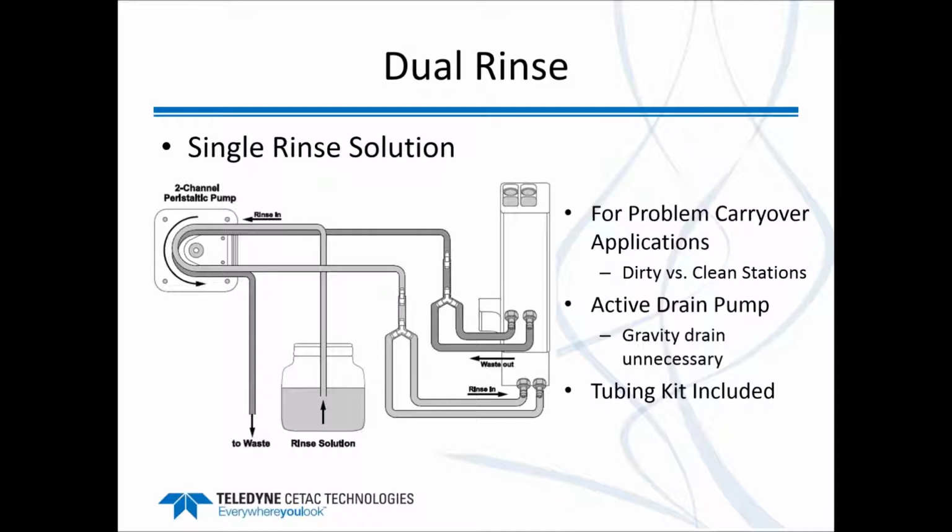This is best for applications where not having to deal with gravity draining out of the rinse station is important. For example, space limitations where your waste container might be vertically situated to where gravity draining doesn't work, or just general applications where the same rinse solution is acceptable for reducing carryover and you just want two different rinse stations to do it.